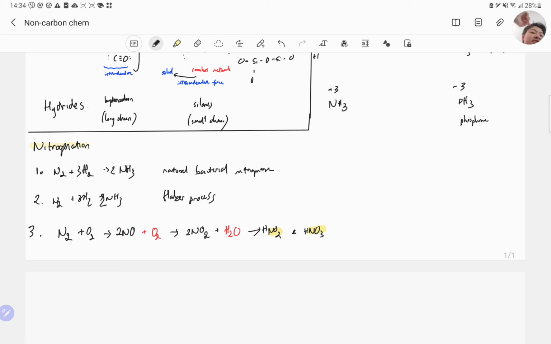This exact same process not only can occur by lightning, but also in engine combustion, because what these involve is quite high temperature, right? Because lightning is pretty hot, so a lot of temperature.